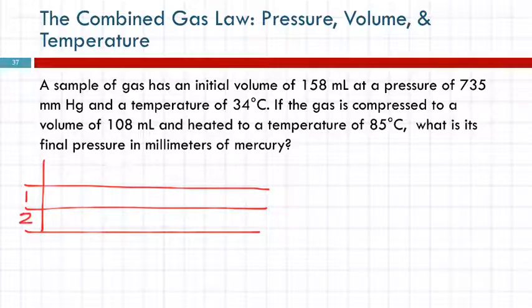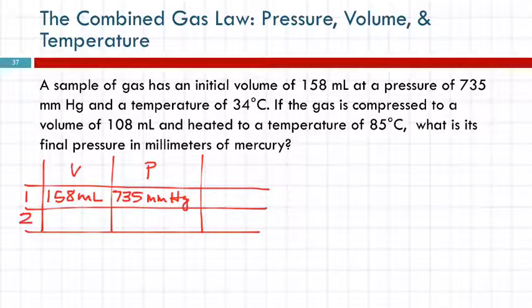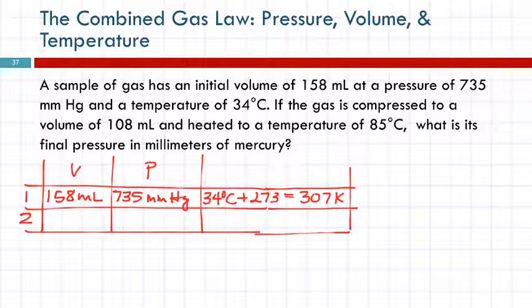So I've got row 1 and row 2. First number I come to, 158 milliliters. That's a volume, so I'm going to label that column V. At a pressure of... this pressure goes with the volume I just wrote down, so I want to put them on the same line. 735, and write in the unit, millimeters of mercury. That's the pressure. And a temperature of 34 degrees Celsius. What do we need to do to that temperature? Convert to Kelvin. Just do it right away. Plus 273. So 34 plus 273 is 307. That's the temperature.